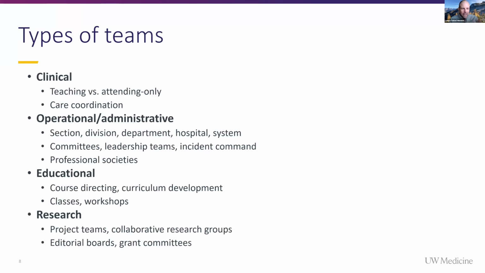So types of teams, and again, I alluded to this at the beginning. We are all part of clinical teams, some teaching, some attending only. We're also part of care coordination teams, of course, and these principles really can help with all of those things. But a lot of what we're going to talk about today are other kinds of teams in the academic medical environment, so operational or administrative, educational, and research. And of course, each of those comes in different flavors. And some of them are within our own locus, others are much broader across the system, and some may be beyond healthcare or beyond our healthcare system, right?